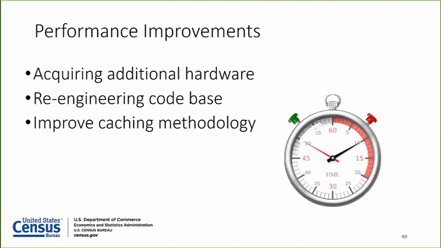The ACS 1-year has the largest amount of people accessing the site in 1 day. The ACS 5-year is more people collectively, but the 1-year typically has the most people just in that 1 day. So we're working on improvements for our performance to make sure that we can handle that kind of load. Those things include acquiring additional hardware for better performance and additional capacity, and also re-engineering the code base for efficiencies, and also improving our caching methodology.